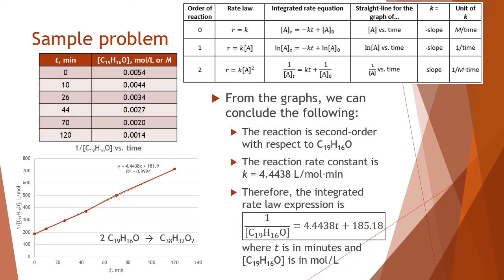From the graphs we made, we can then conclude the following: the reaction is second order with respect to the monomer, the value of the rate constant is equal to the slope of the trend line, and the integrated rate law equation is as follows.